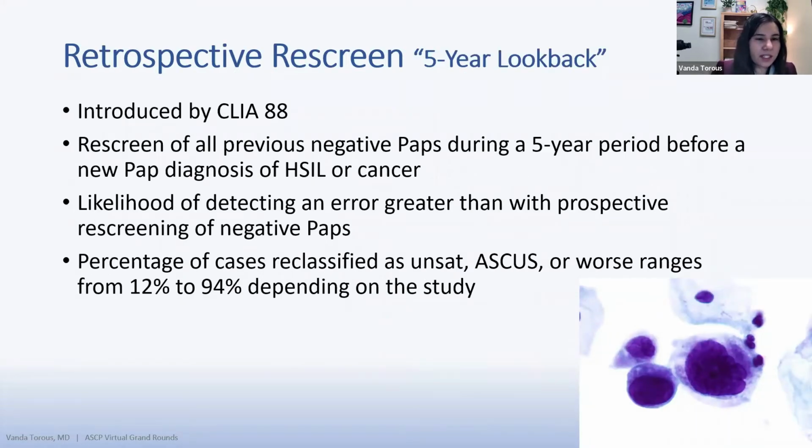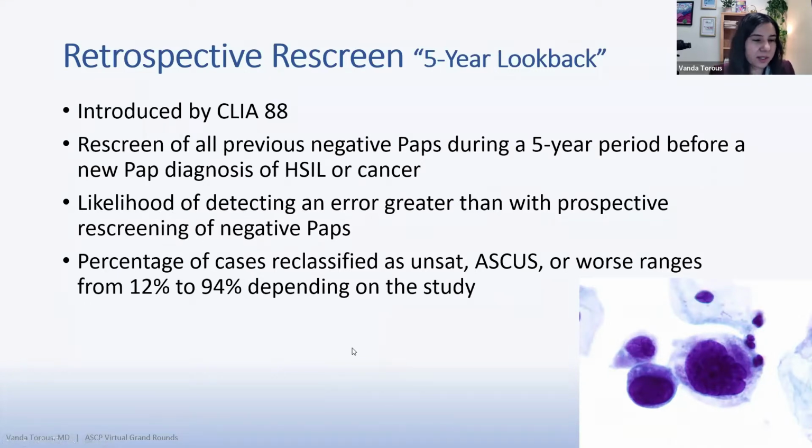Now, retrospective rescreen, or the 5-year look back. This was introduced by CLIA 88. It's a rescreen of all previous negative PAPs during a 5-year period before a new PAP diagnosis of HSIL or cancer. So by doing this, the likelihood of detecting an error is theoretically greater than with a prospective rescreening of negative PAPs, because you're starting with a lesion already and then rescreening negatives prior to that. So we have a higher likelihood of detecting an error by using this way.